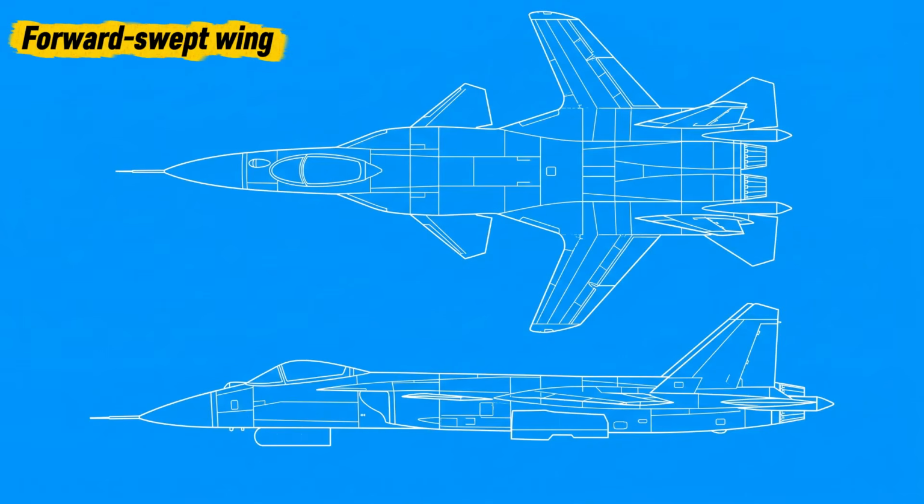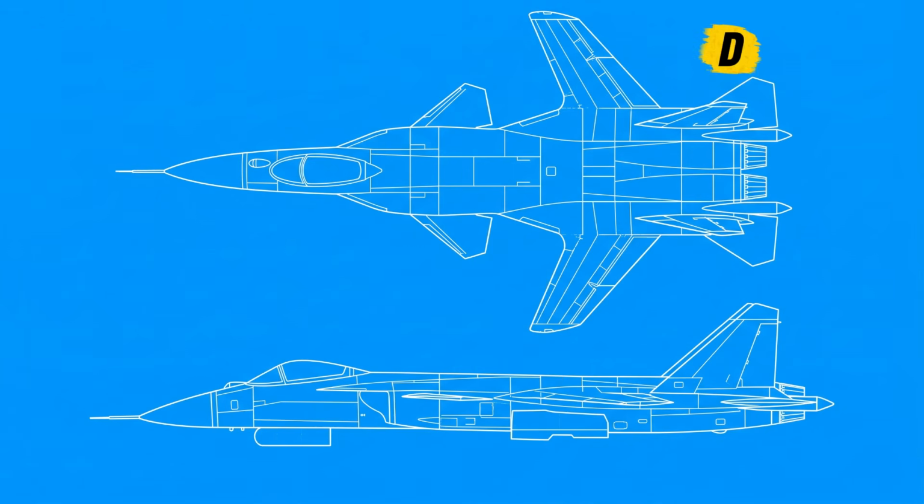The forward swept wing angles toward the front of the aircraft, allowing useful maneuverability and keeping the wing root away from some airflow disturbances. It can improve control at high angles of attack, but aerodynamic loads tend to twist the wing upward, creating structural challenges that require strong and often heavier construction.